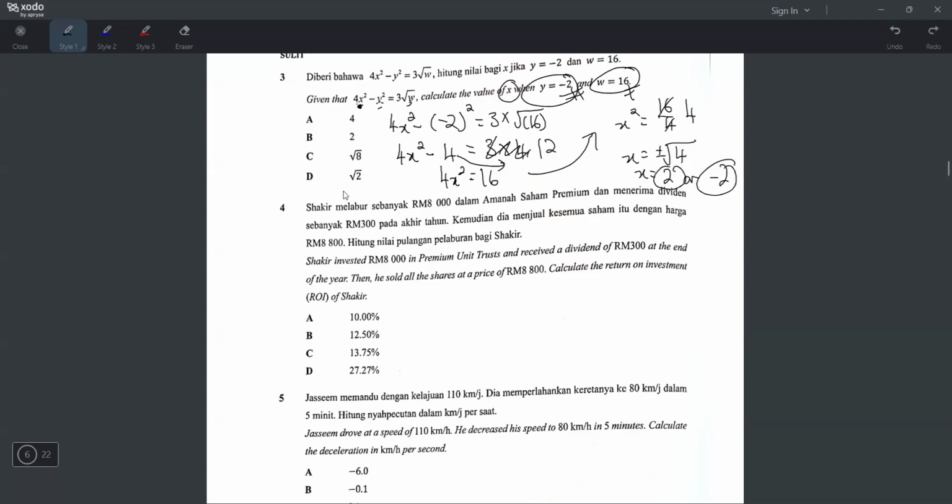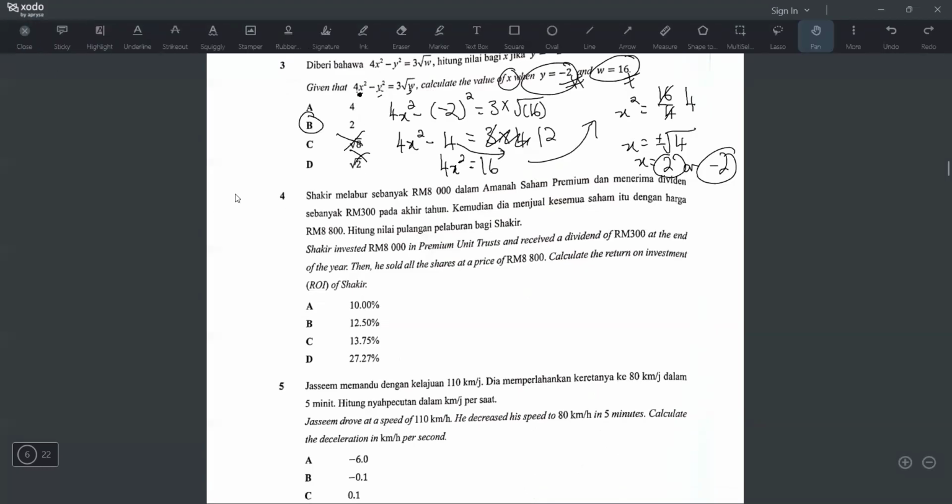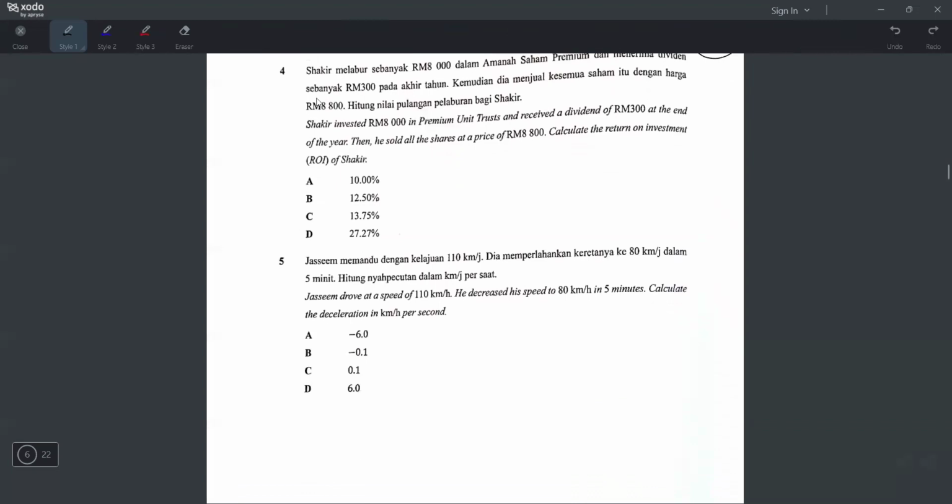So let's go to our ABCD. So I think the answer is B. All right. C and D cannot, because it's square root 4, not square root of 2, right? And A also wrong. So B is the answer. Okay, let's continue.